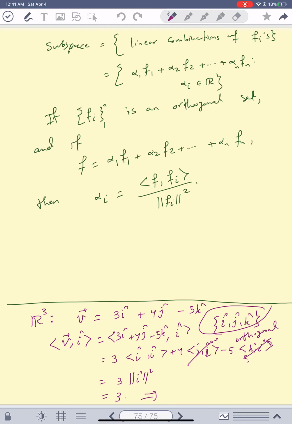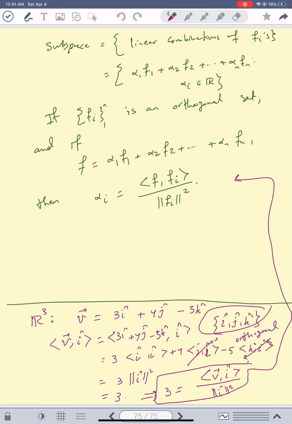So what is the 3? The 3 is v, the vector, with i over the magnitude of i squared, but in this example, because the magnitude of i is 1, we don't write it if you don't like to write it. So if you look at this formula and compare it with this formula, we are talking about the same thing. So this is the new concept with orthogonal functions. It's not a new concept. It is a generalization of the well-known and familiar concept in vectors.